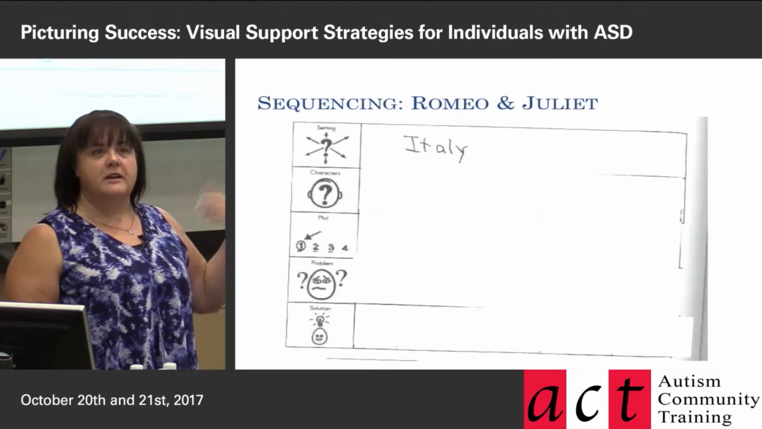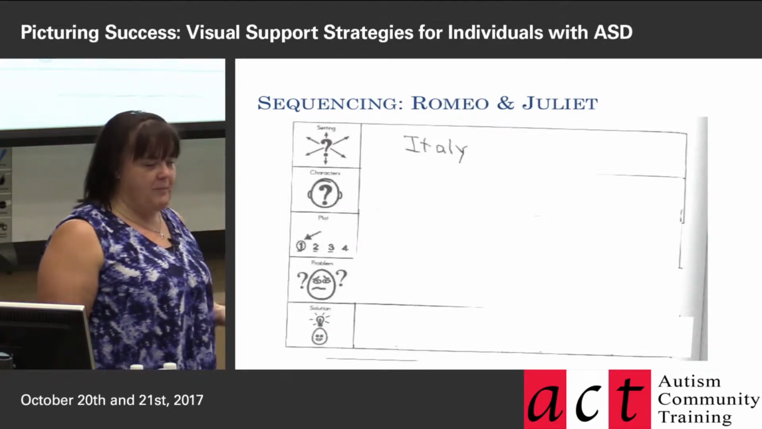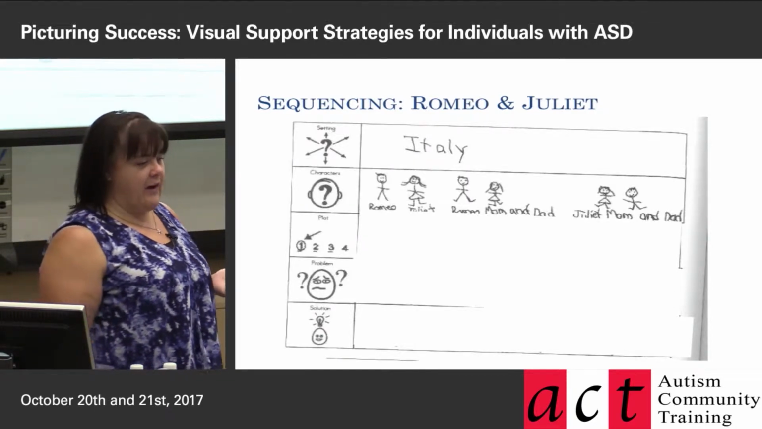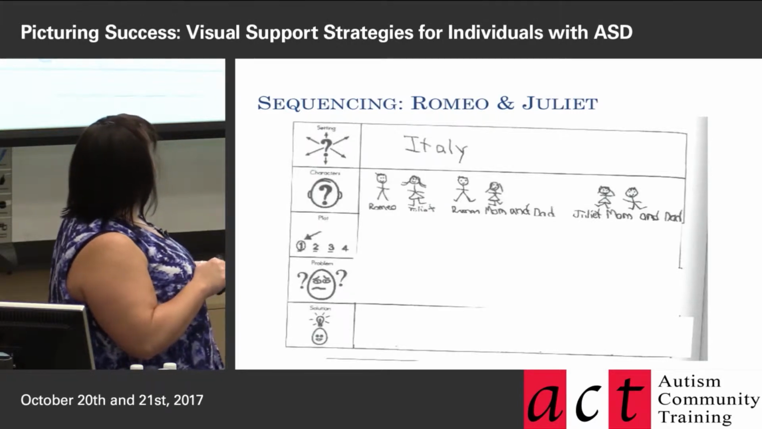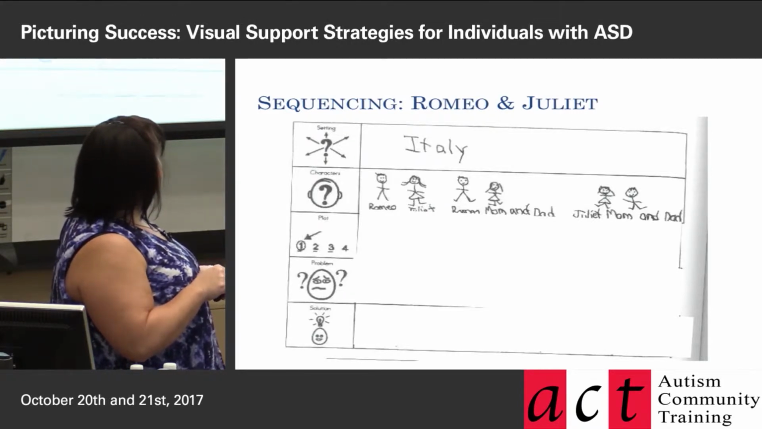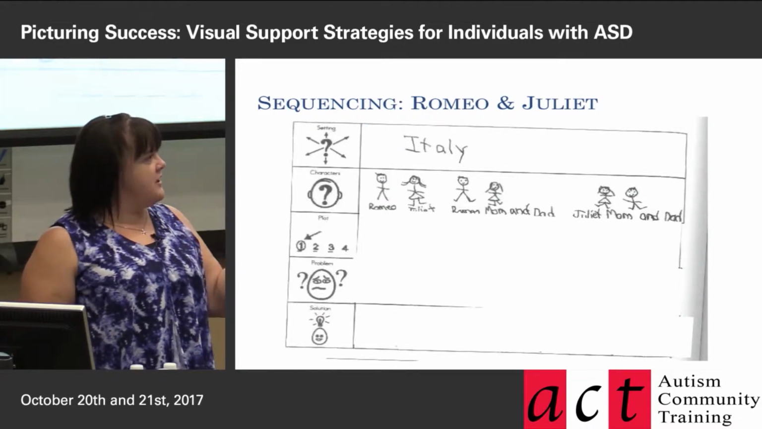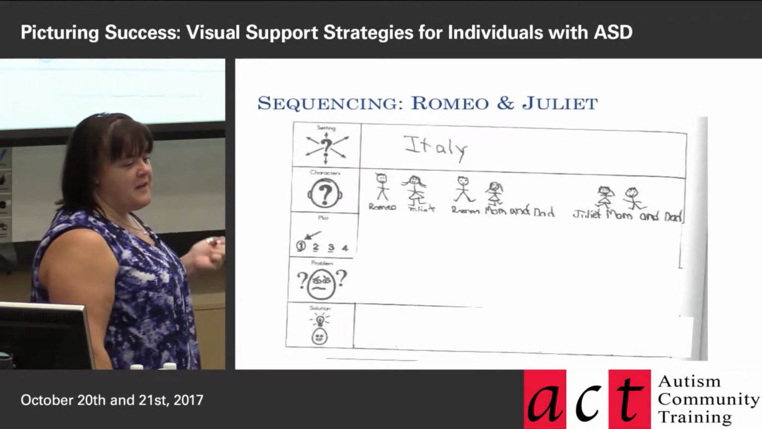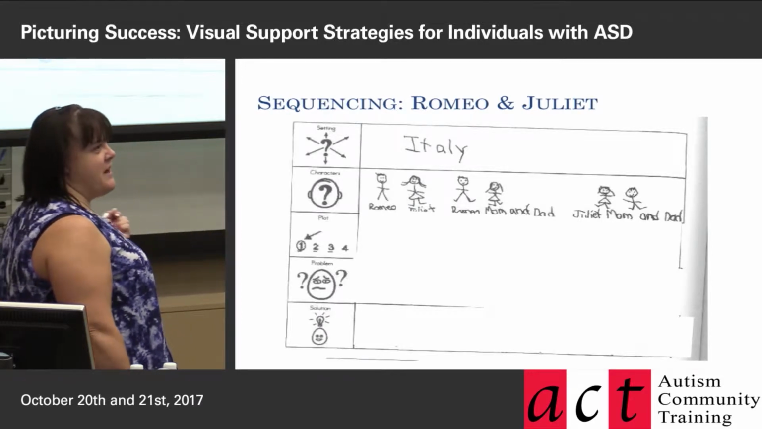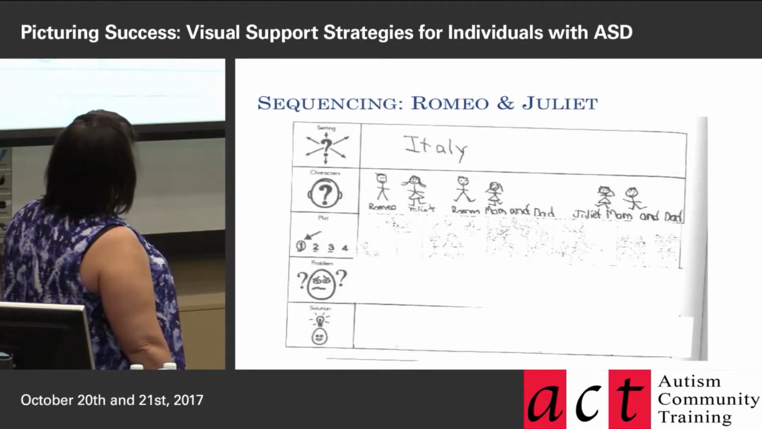So the setting, he wrote Italy. Yep, that's where it happened. Who were the characters? So he's got Romeo and Juliet, Romeo's mom and dad, and Juliet's mom and dad, the key characters, right? Stick figures and keywords. Here's the plot. You can tell me if he understands the play.